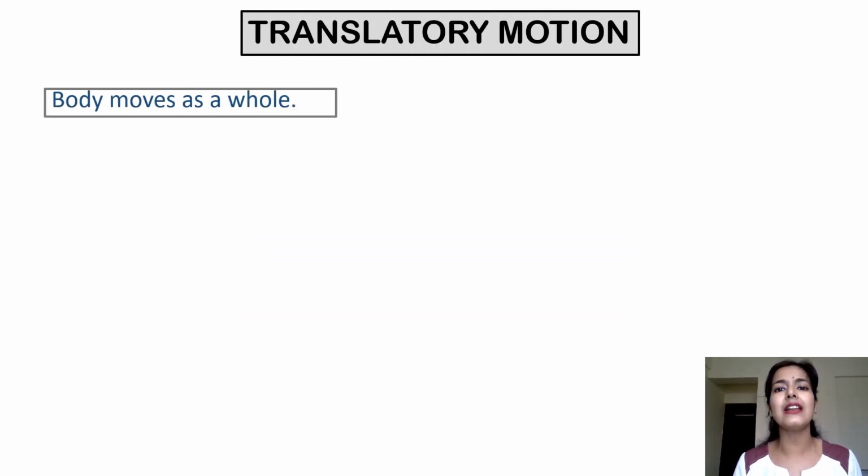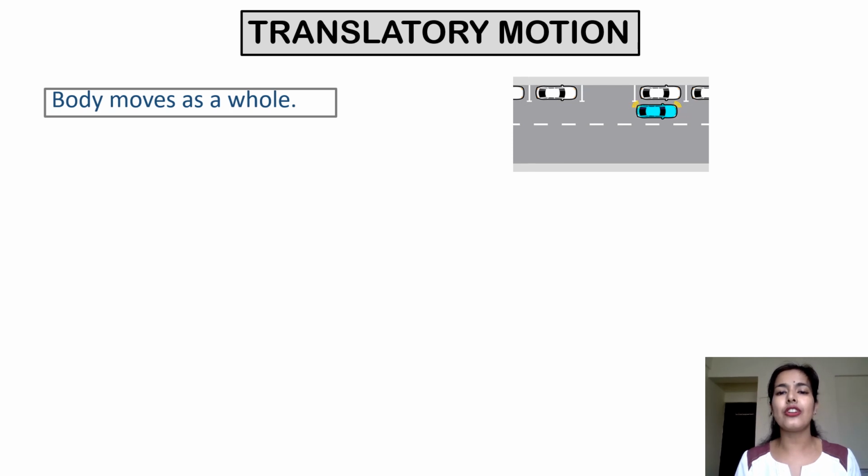First, start with the translatory motion. What do you mean by translatory motion? Translatory motion means when a body moves as a whole, that is, the whole body is moving from one place to another. That is known as translatory motion. It could be the movement of a bullet fired from a gun. It could be the movement of a car. You can see here that for coming to a parking slot, a car is moving as a whole. Right. So this is what we mean by translatory motion.